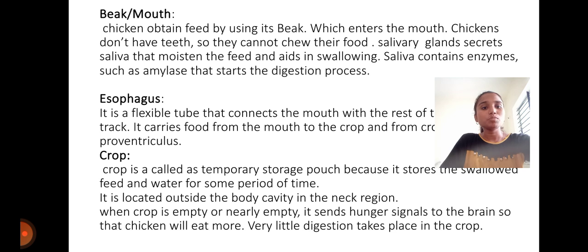It carries the food from the mouth to the crop, and then from the crop to the proventriculus. Crop. It is a temporary storage pouch. Here feed and water are stored for some period of time. Here very little digestion occurs.